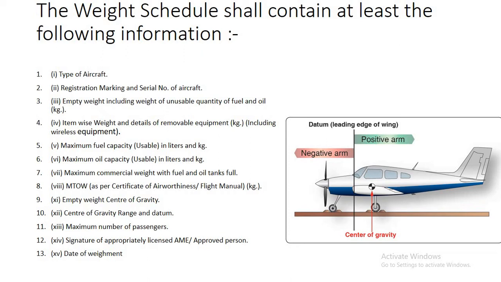Okay, then 8th one, maximum takeoff weight as per your CofA or flight manual. And 9th one, empty weight center of gravity. On the aircraft, you remove all the passengers, all the fuel, all the baggage. Then if you weigh the aircraft and calculate the center of gravity, where is the center of gravity located? Then center of gravity range and datum.